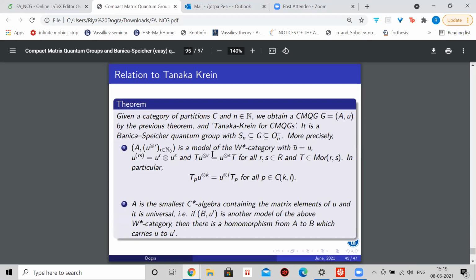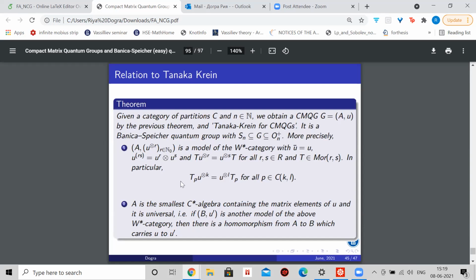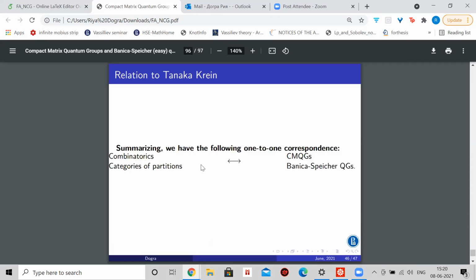I'm sorry, I did not get to actually read this theorem in detail, so there are some missing details here. I'm not exactly sure what a model of the W star category is. If someone knows, they might be able to help me. Okay, so overlooking this theorem for now, what we basically have is a one-to-one correspondence between the combinatorics of categories of partitions and Banica-Speicher compact groups. And that is it.